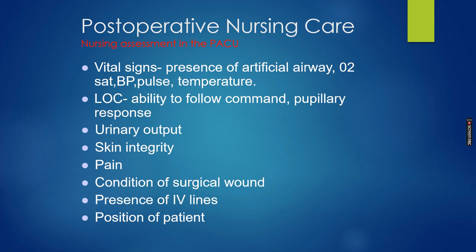Then the pain management and wound assessment. Monitor for signs of postoperative complications such as bleeding and respiratory distress. Then you have to see the condition of the surgical wound. Is there any presence of IV lines? They should be hung properly, and there should not be any leakage. Then the position of the patient: the patient should be comfortably positioned, and no pillow should be given after the surgery to prevent aspiration.